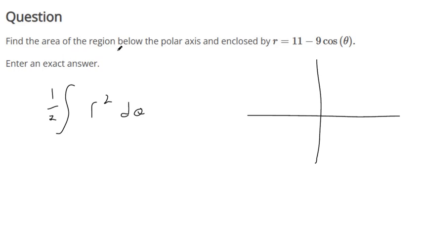They want the area of the region below the polar axis. So this is the polar axis. So we want the area below. Okay, so we need to know roughly what this graph looks like.